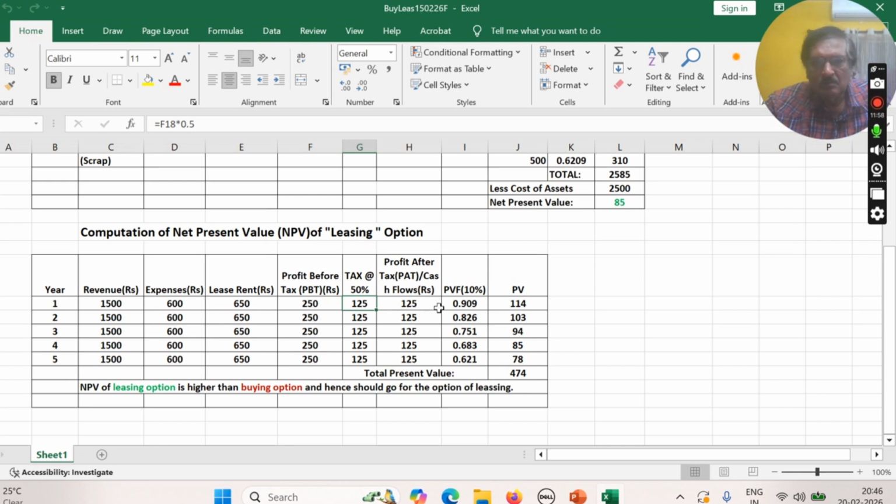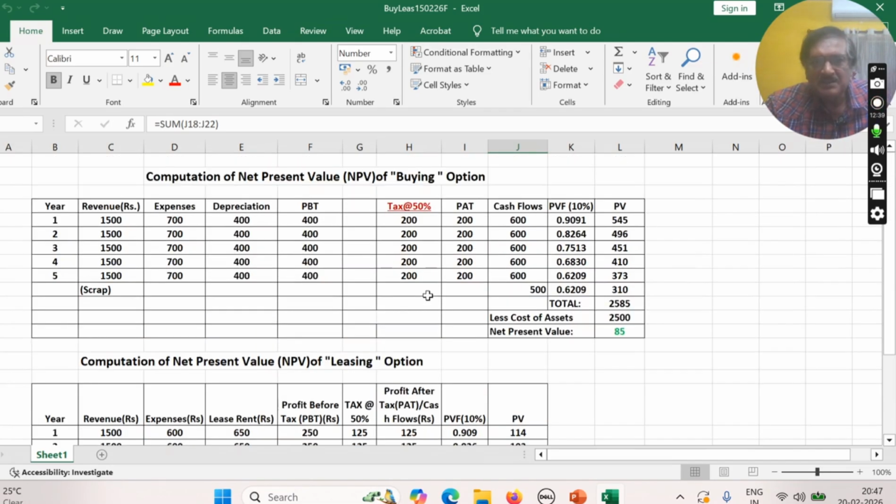And the present value, if we multiply the discount factor, this is the first year discount factor, multiplied by this, then you will get the present value. You can check through the formula also. For every year it is noted here, and finally the total present value of the cash flows will be 474 rupees. This is the cash flows for buying and this is the cash flows for leasing, and this is higher, that's why the decision will be to invest in leasing. Okay, this is the calculation part.